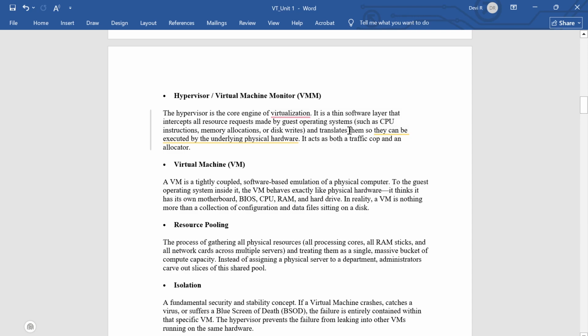It intercepts requests by guest operating systems such as CPU, memory allocation, and disk, and translates them so that they can be executed by the underlying physical layer. So it acts as both traffic cop and allocator. It is going to control as well as allocate, which is what they have indirectly represented with a traffic cop.